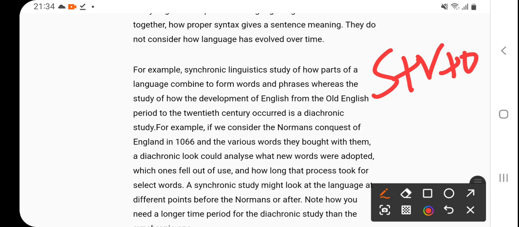They do not consider how language has evolved, so they don't bother about how language has evolved. They just focus on structure. This way we can understand.